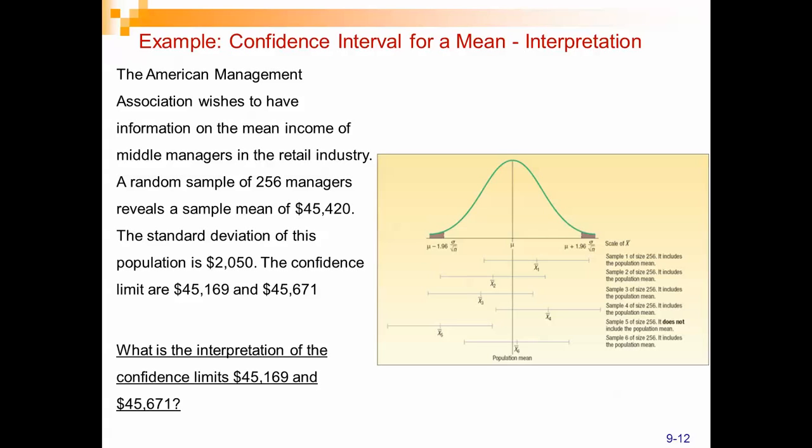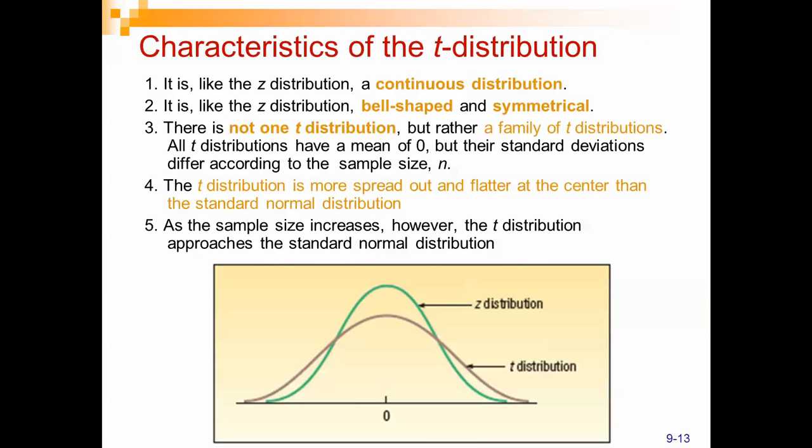$45,671. So what do you suppose we would do if we don't know the population standard deviation? Well, we can use the sample standard deviation to estimate the population standard deviation, and instead of using the z distribution, we use the t distribution. The t distribution is similar to a z distribution, but there are some differences. Like the z distribution, it's a continuous distribution. Also like the z distribution, it's bell-shaped and symmetrical.